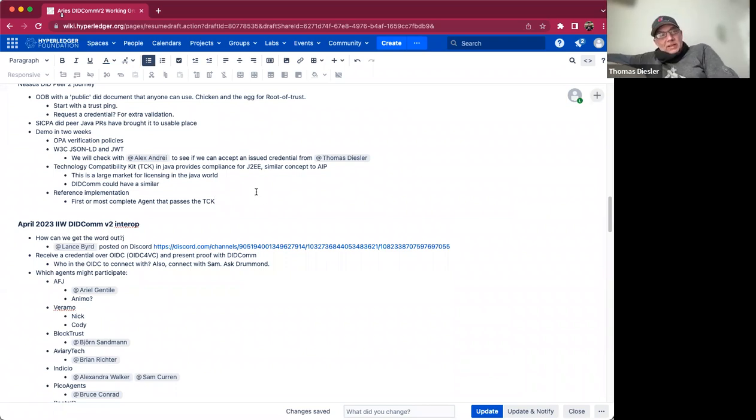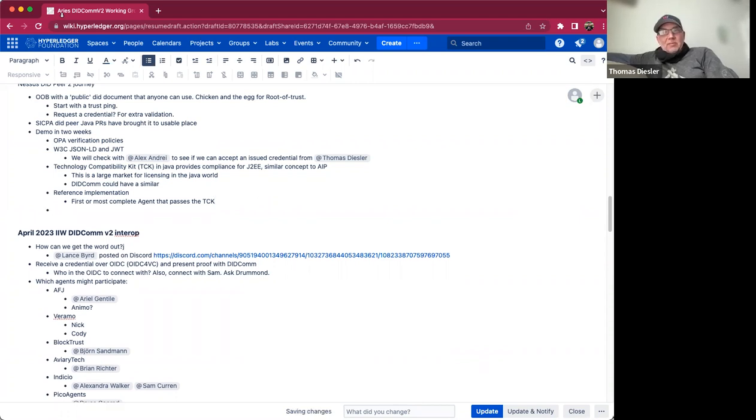I personally think that the DIF should own it, right? There should be an initiative within the DIF that provides the TCK, because they have digital identity in their name. They should be very much interested in interoperability, because self-sovereign identity is nothing without interoperability. So this is the whole point.